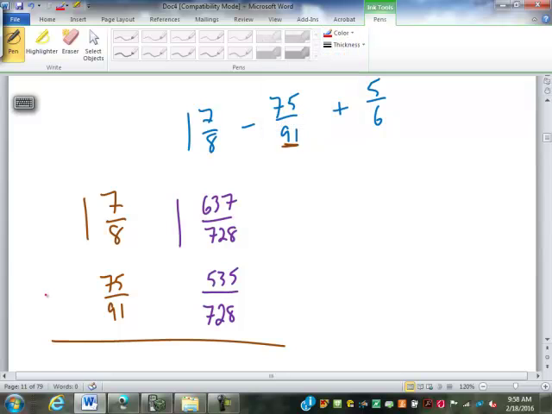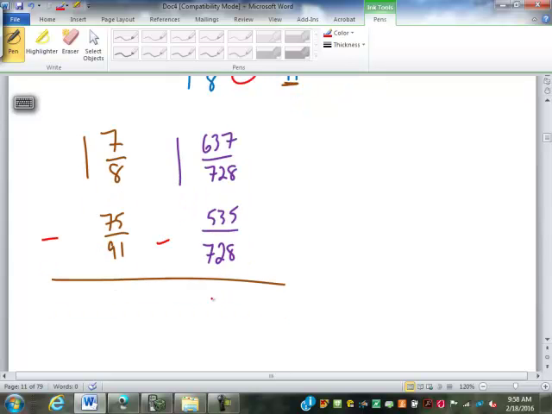And we are subtracting here. This is subtracting. So 637 minus 535 is 102 over 728. 1 minus 0 is 1. Are we done there? No, we can simplify this. That divides by 2, which will give us 51 over 364. So 1 and 51 over 364, so that's a lot simpler.